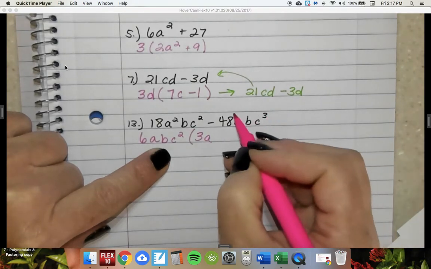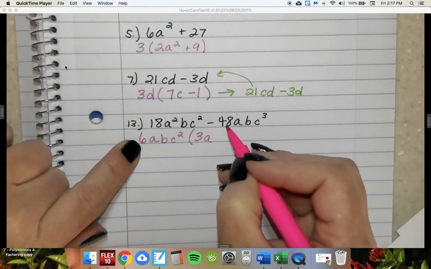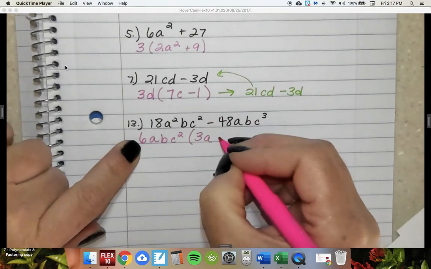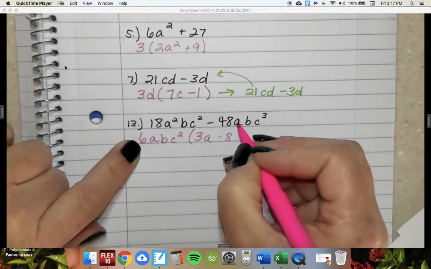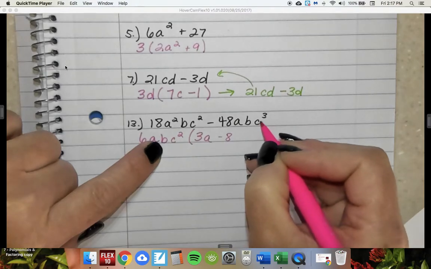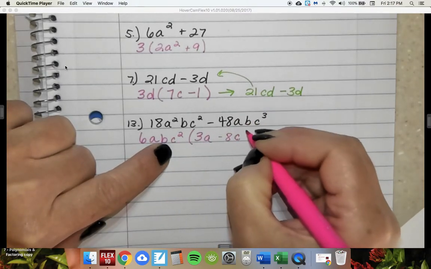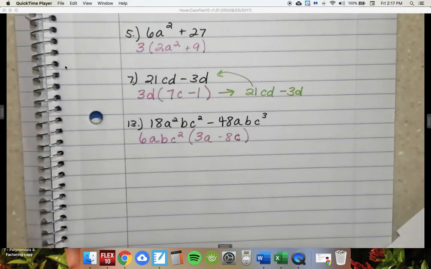Now we move on to the second half. If you divide a 6 out of a negative 48, that leaves behind a negative 8. He had an A, we took it out. He had a B, we took it out. He had 3 C's, we took 2 out, so that leaves 1 C behind. There you go. Does that make sense? Gosh, I hope so. I really do.